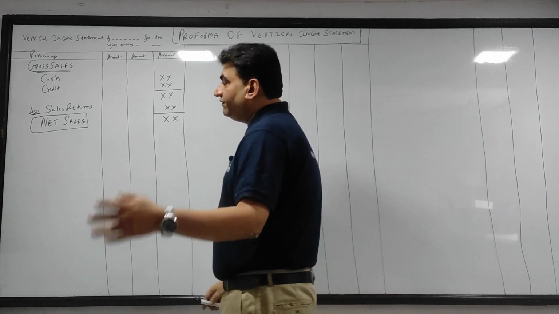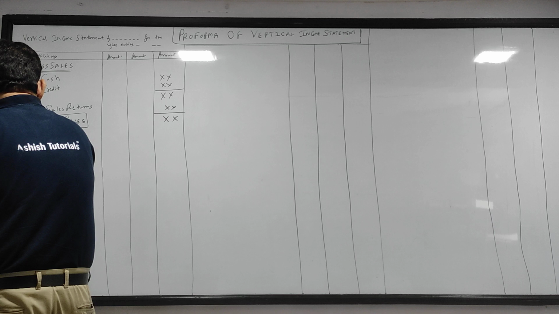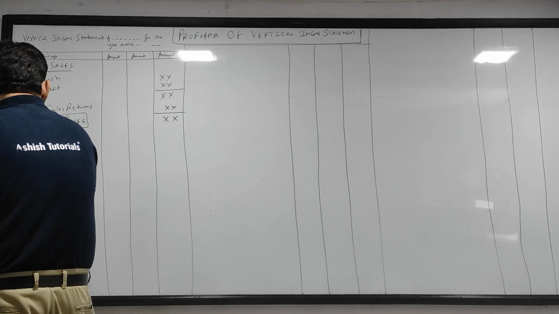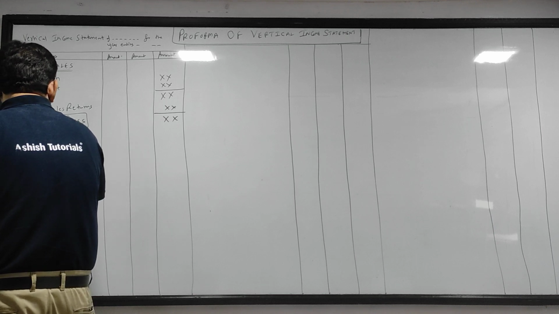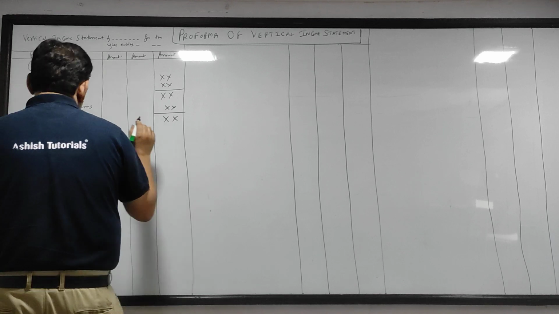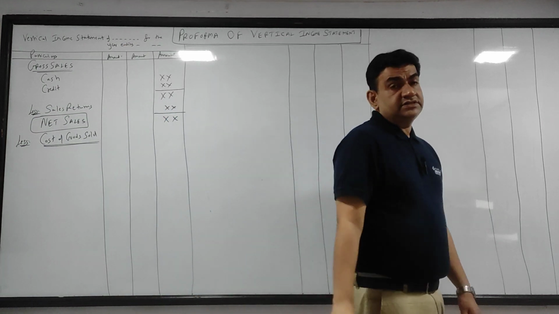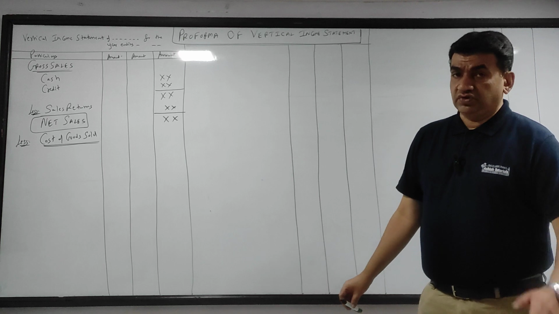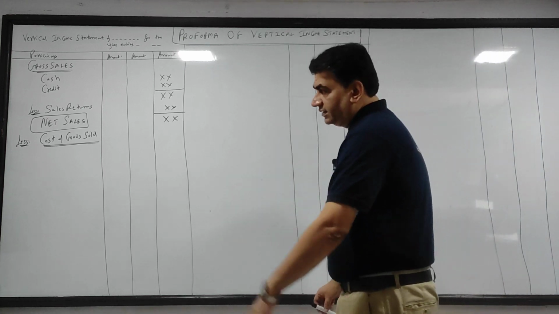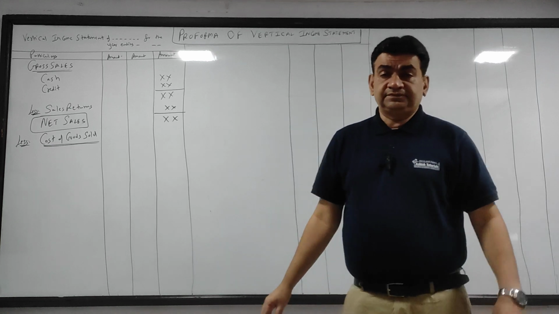From this, you all have done in FY, BCom, BAF, both. From this, I will deduct something called cost of goods sold. You all know what it is. Don't worry, I'll show you the full presentation.